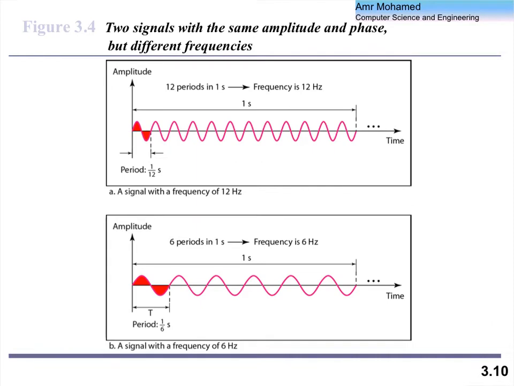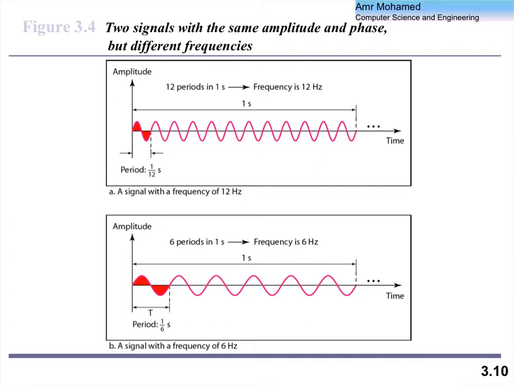So that's what's explained here. So if we have a signal for 1 second, where each duration is 1/12 seconds, this means that this signal has a frequency of 12 hertz. Which means that in 1 second, it has 12 different durations of these, because each one is 1/12. Okay, so 12 of these durations constitute 1 second. Right? So the frequency in that case is 12. And the more durations, the more repetitions you have in 1 second, the higher the frequency. Okay? So the more you have of these durations, the higher the frequency.